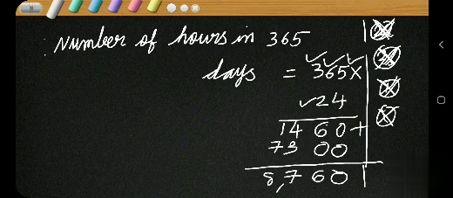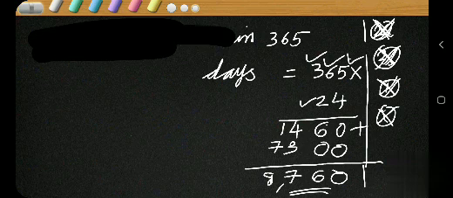So, how to write this number? Ones, tens, hundreds, comma, thousands. 8760 hours are there in how many days? 365 days. So, approximately we can say in 365 days there are 8760 hours. Got it? So, hope you have understood the concept well.